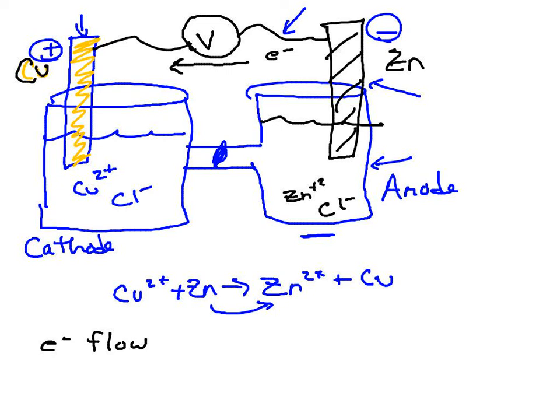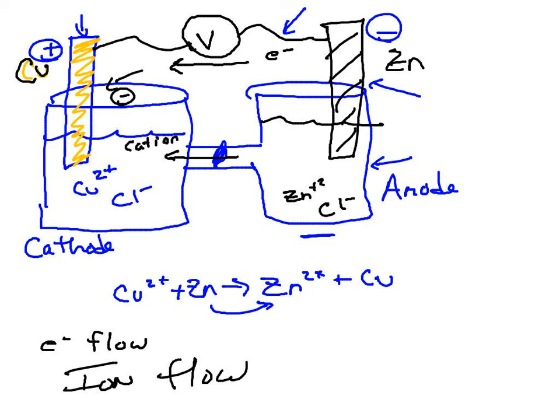The other question that's going to be asked is, what is the direction of the ion flow? What is the ion flow direction? Well, since this side is becoming more and more negative because electrons have a negative charge, what's going to have to flow across here are cations. The zinc, and this is called a salt bridge.